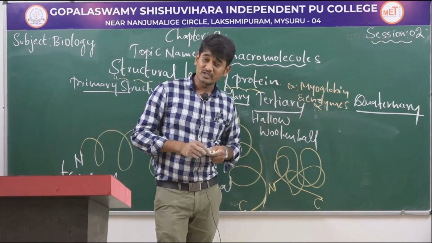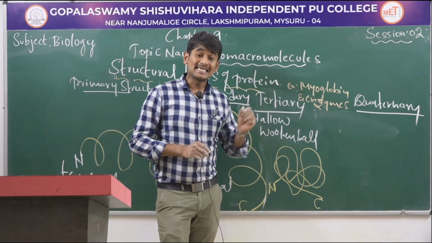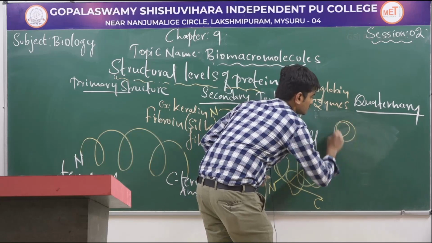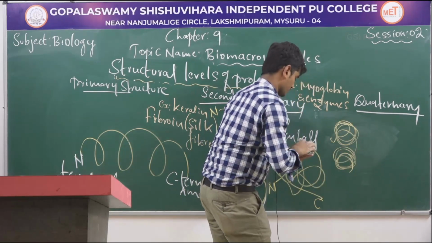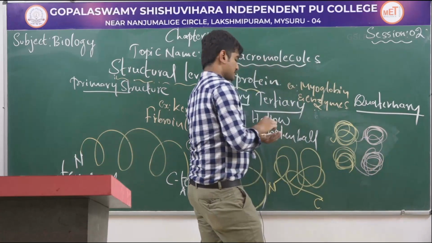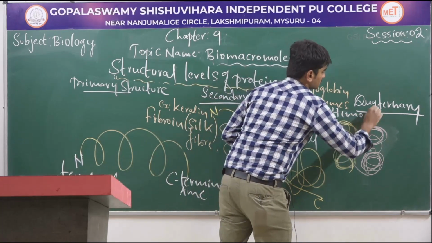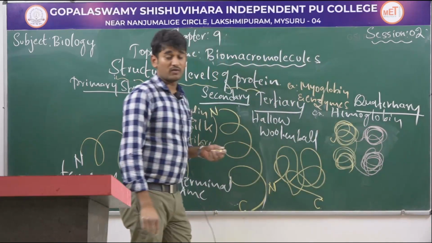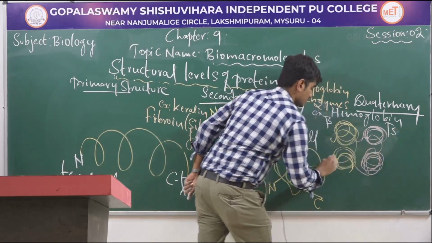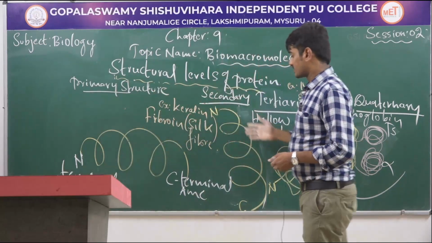The last one is quaternary structure of protein. Here one more polypeptide chain is added to form the quaternary structure, and each chain functions as a subunit of the protein. Example is hemoglobin. Here there are two beta units and two alpha units. So this is the quaternary structure of proteins. These are all structural levels of proteins.